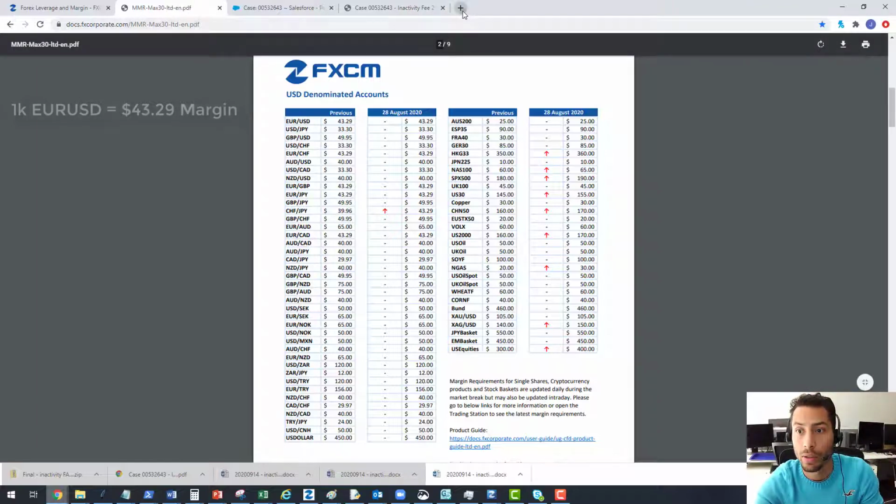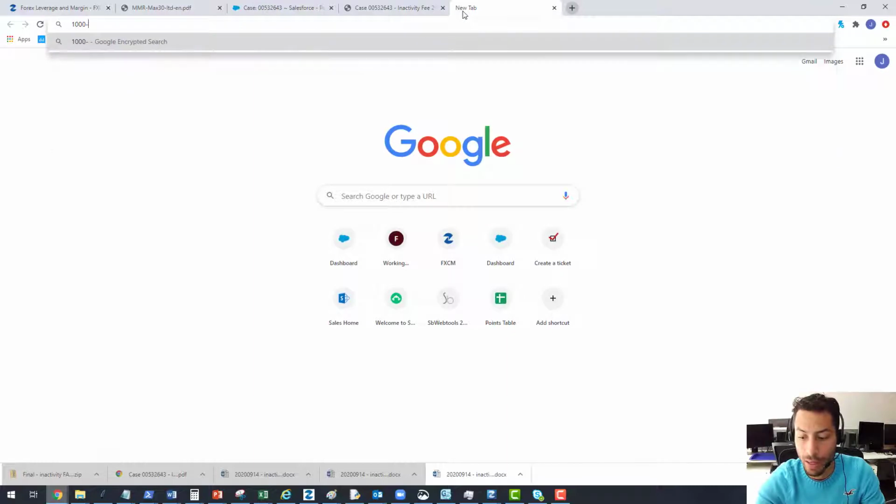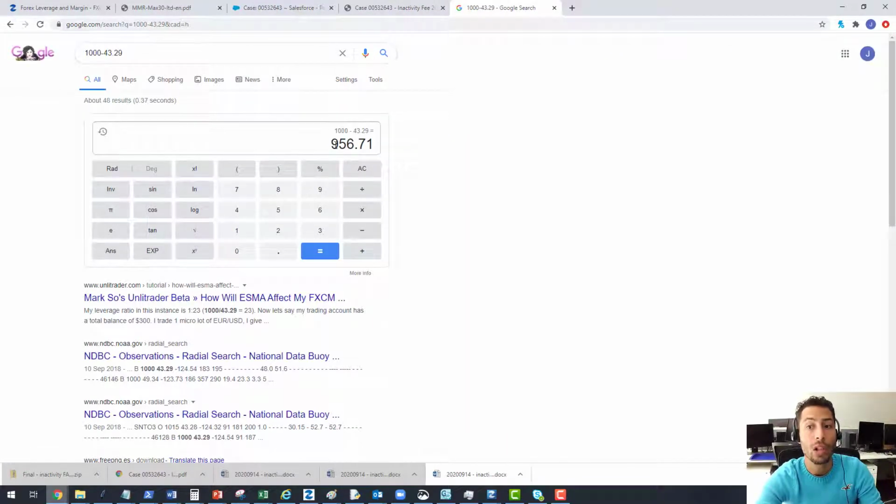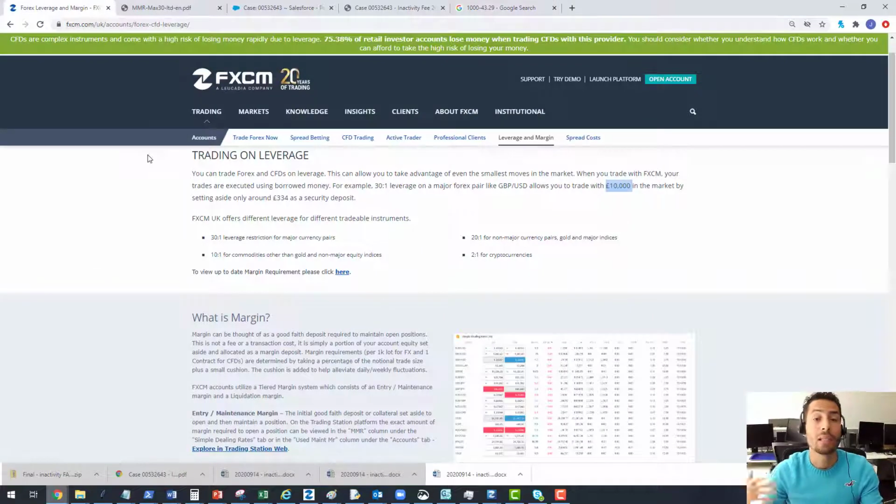So I put 43.29 at FXCM. Let's do the calculation. So 1000 minus 43.29. So I put 43.29, FXCM loans me 956, and I'm trading 1000. That's the reason why brokers like FXCM exist, so that you can trade with margin. If margin didn't exist, if there was no leverage, then if you want to trade the euro dollar, you would just go and buy euros in the exchange or in the bank. But with FXCM, you can buy a lot more using leverage.